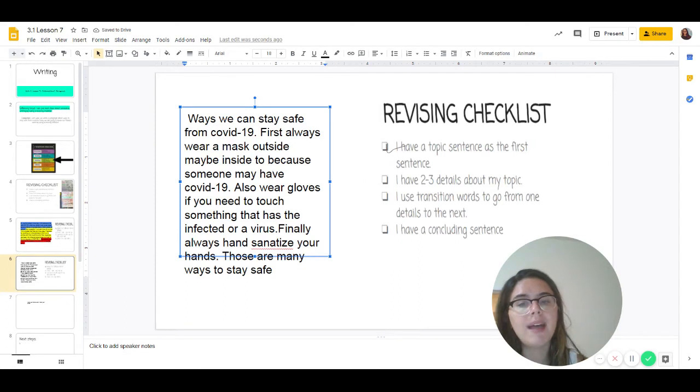First, always wear a mask outside, maybe inside too, because someone may have COVID-19. That's the first detail. Also, wear gloves if you need to touch something that has the infected or a virus. That's the second detail. Finally, always hand sanitize your hands. That's the third detail. And it's all in the middle of the paragraph. So I'm going to go ahead and put a check. This student has three details.